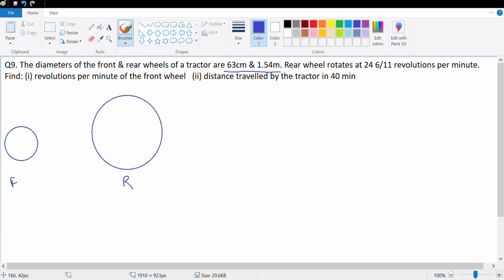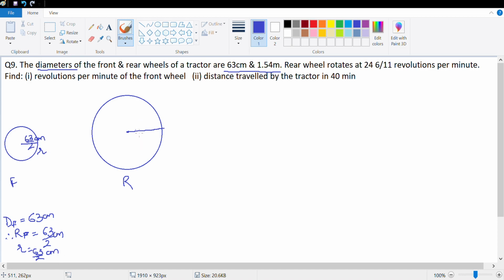The diameter is given. So diameter of front is equal to 63 centimeter. Therefore, radius would be equal to 31.5 centimeter. Perfect. Therefore, radius of the front wheel is equal to 63 upon 2 centimeter. In this case, let's call this small r, which will make our life simpler for calculation.